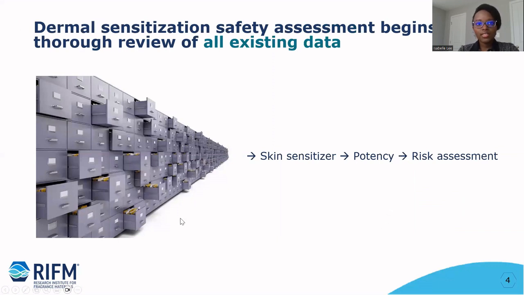So to start with the safety assessment program, what are we doing? We look at all available data for a particular material in order to make conclusions about it. And with the data, we look at hazard assessment. And then after hazard assessment, we want to characterize the potency of the hazard. So if a material is a sensitizer or a non-sensitizer, then we want to know for the sensitizer how strong it is, followed by risk assessment.